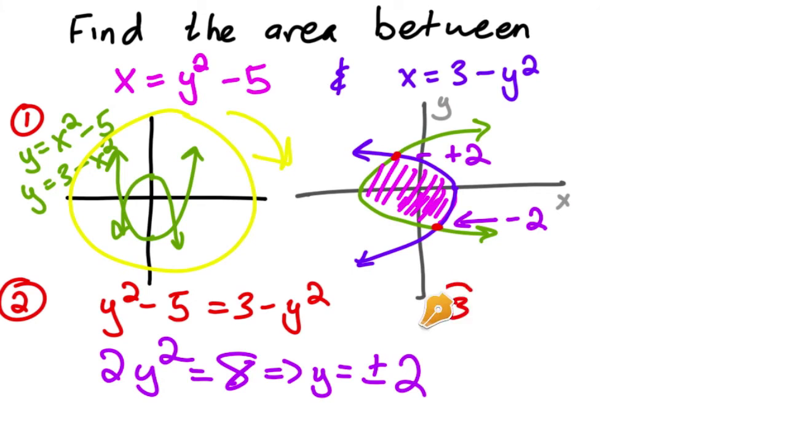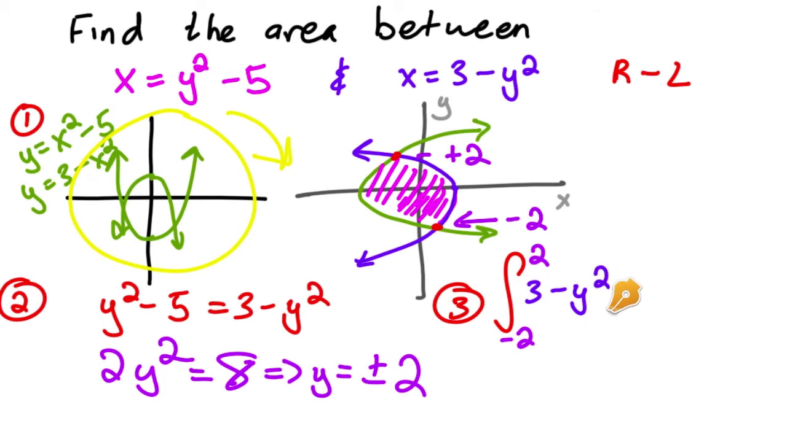So then our integral is going to be the integral from negative 2 to 2 of, remember in this case, it's going to be right minus left. So in this case, the right function is the one that's the larger function. So that's the blue one, 3 minus y squared. So that's going to be 3 minus y squared, and then minus y squared minus 5. And then this is with respect to y. So notice that these two numbers, negative 2 to 2, those are the y values. And all of my variables inside are y's, and I'm integrating with respect to y.